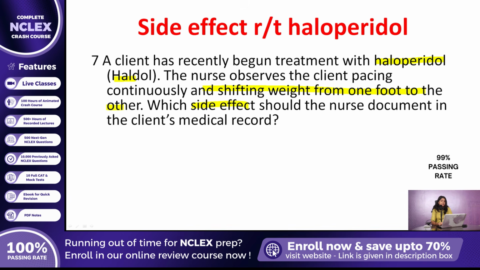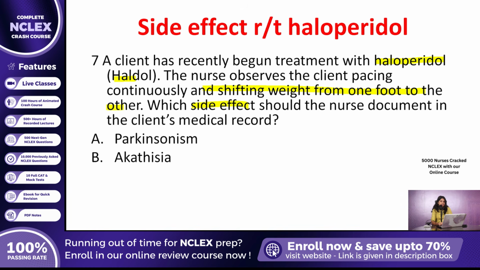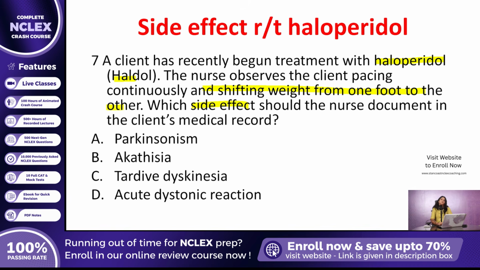Let us review each option carefully. A. Parkinsonism. B. Akathisia. C. Tardive dyskinesia. D. Acute dystonic reaction. The most accurate and relevant response is option B, akathisia, which is the correct answer.